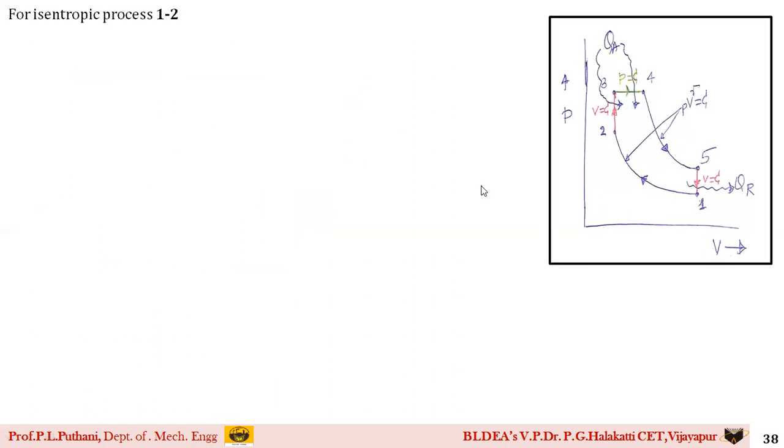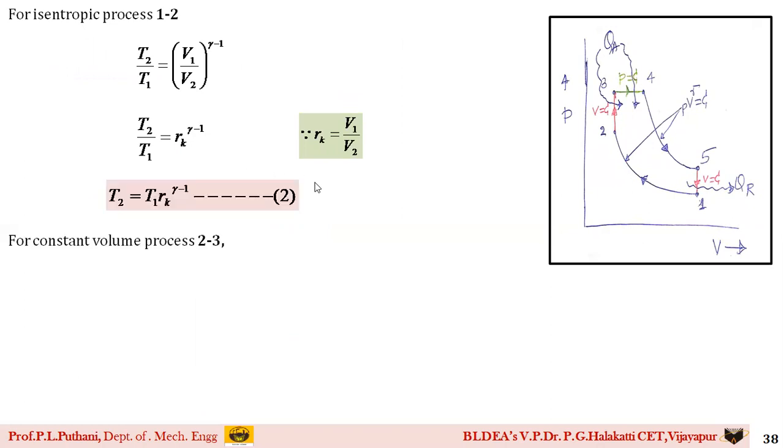Initially for the isentropic process 1 to 2, as per our regular exercise, we know that T2 by T1 is equal to (V1 by V2) raised to gamma minus 1, where V1 by V2 is the compression ratio, that is RK. So I have written here, students, you can see, T2 is equal to T1 into RK raised to gamma minus 1. So I got the value of T2 in terms of T1.